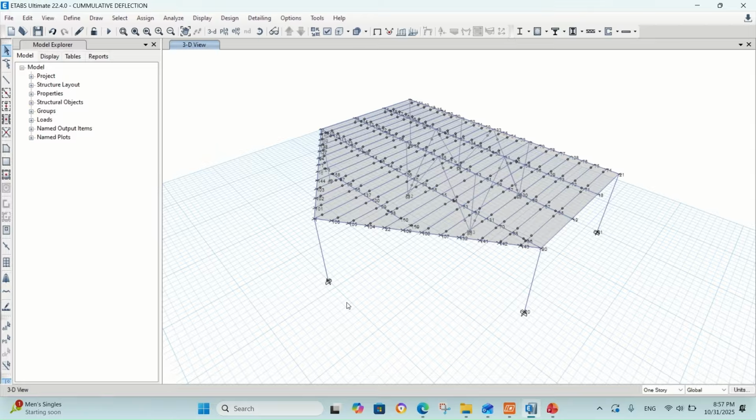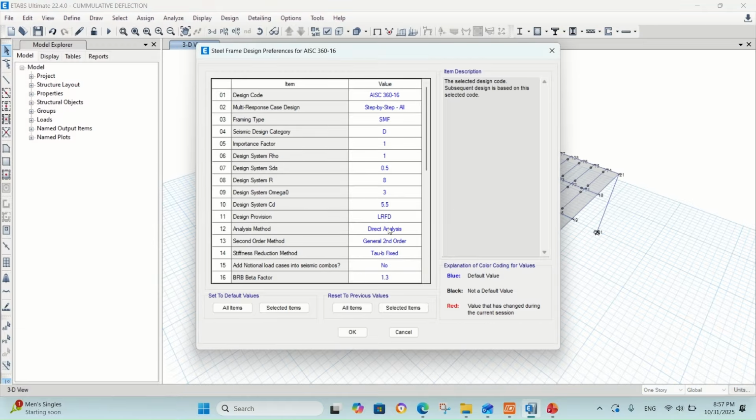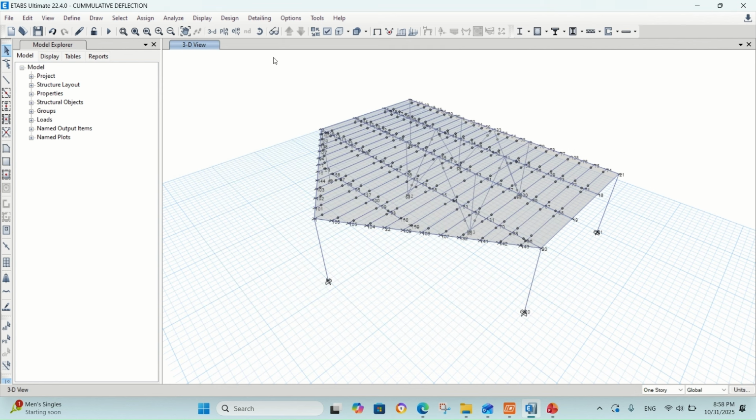Second, if we are using the direct analysis method, one of the conditions in this method is to decrease the stiffness of the members. And this can be seen when we run our model again.